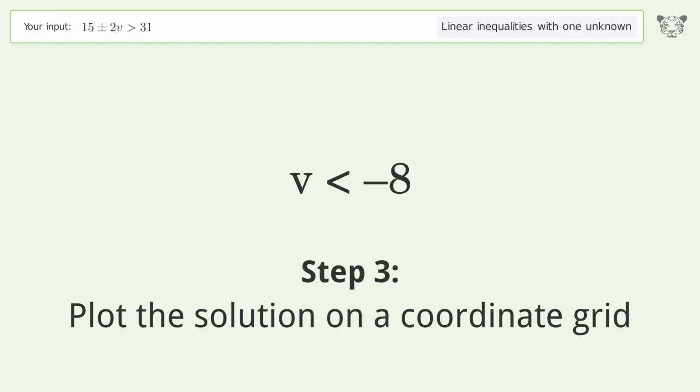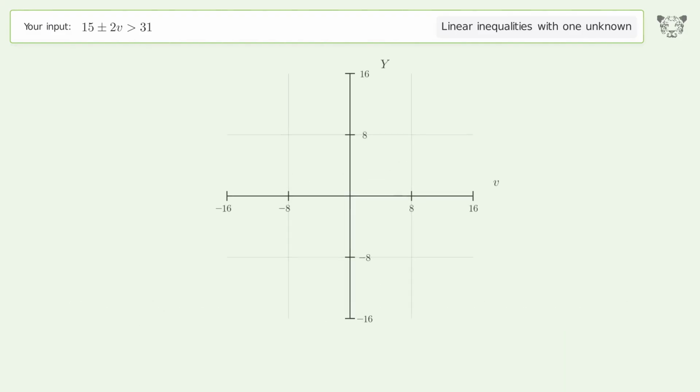Plot the solution on a coordinate grid. And so the final result is v smaller than -8.